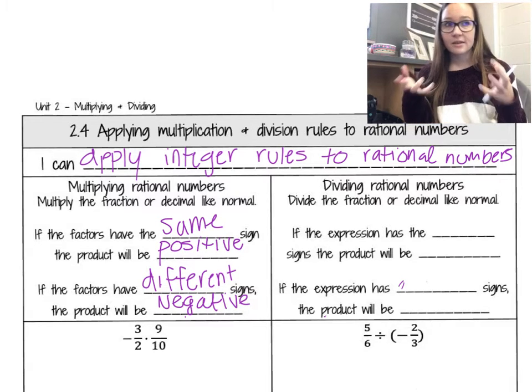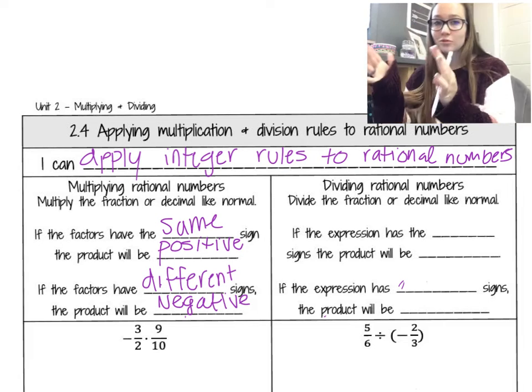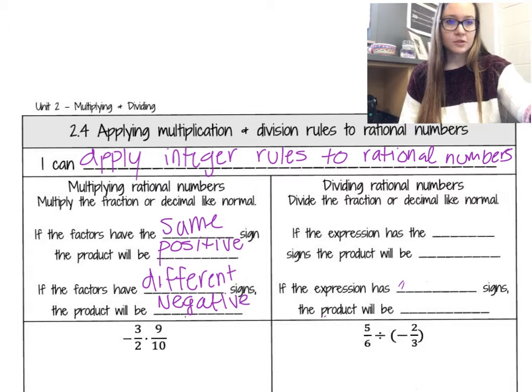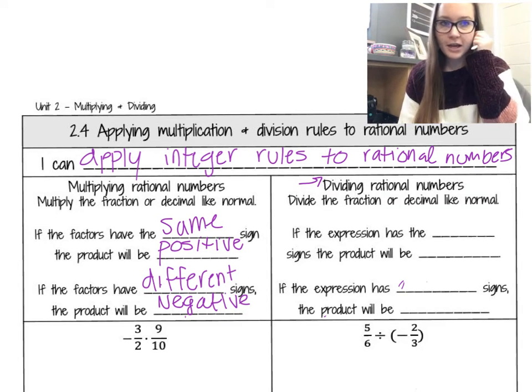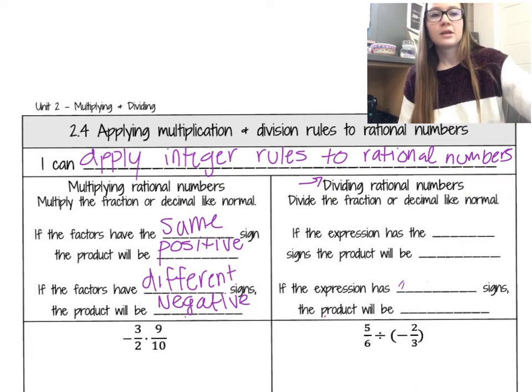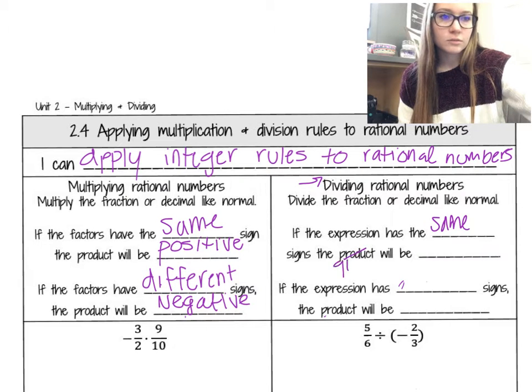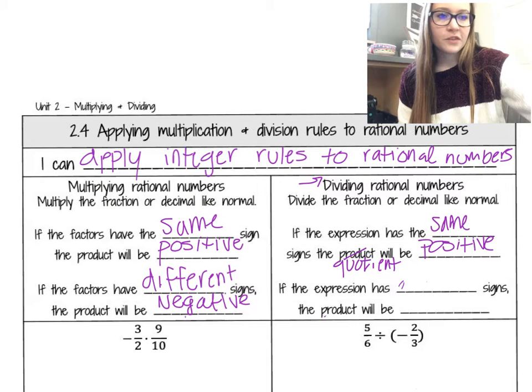And the nice thing about multiplying and dividing is that the rules for multiplying are the same as the rules for dividing. So same thing. When you're dividing, just divide the fraction, divide the decimal like you're supposed to. Then if they have the same sign, then the quotient will be positive. And if they have different signs, the quotient will be negative.